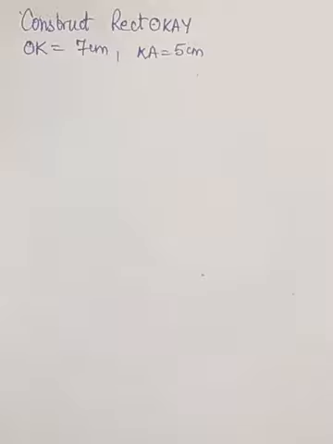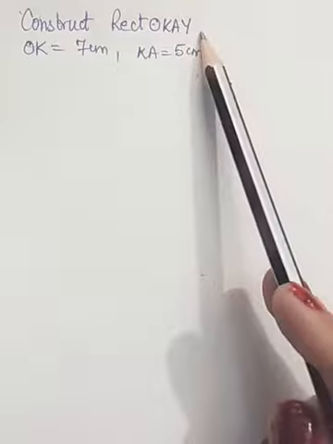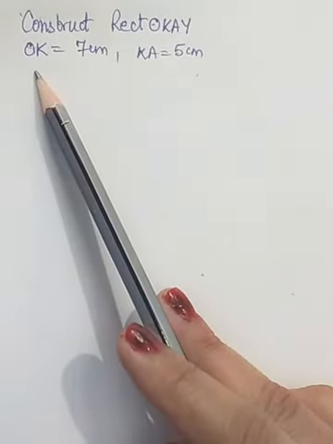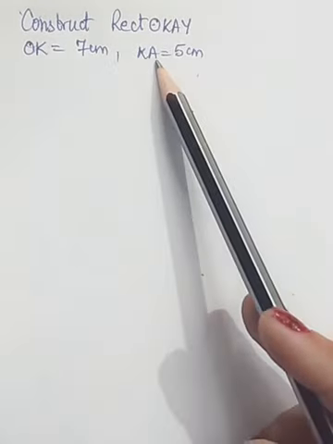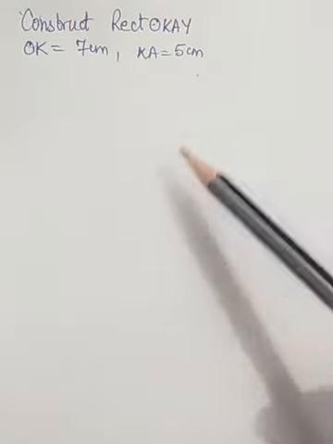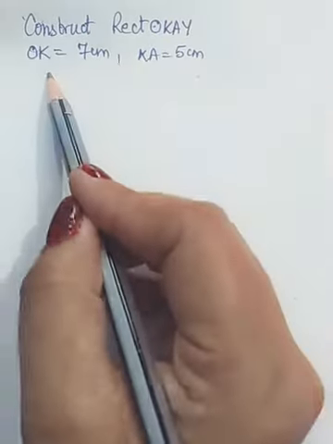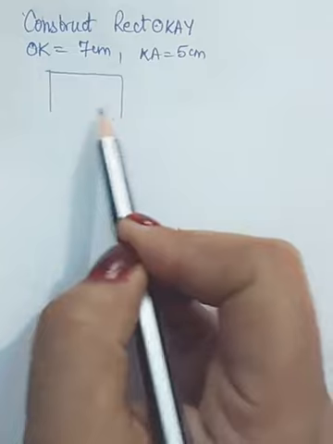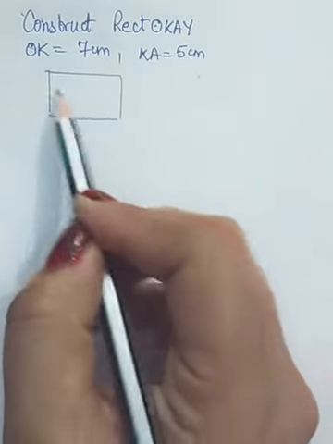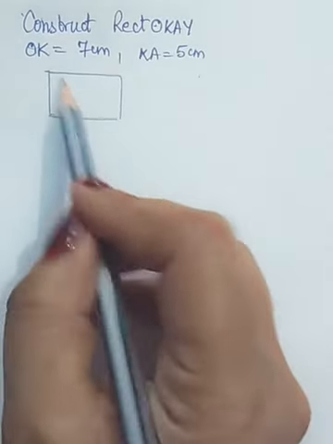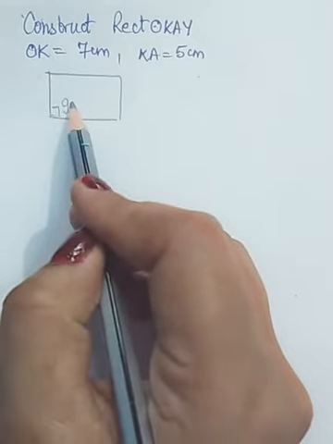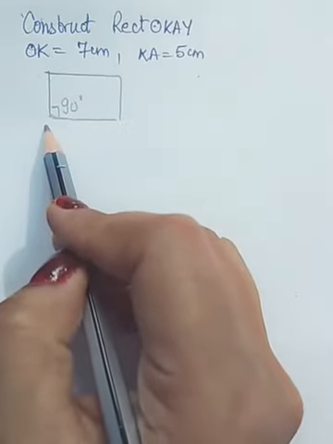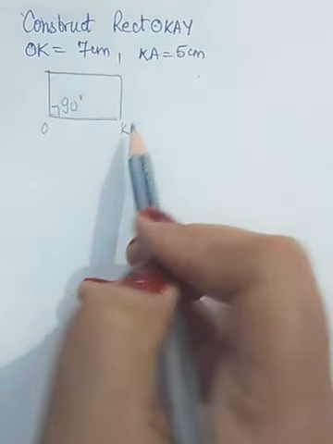Let us discuss the fourth part of this exercise 4.3. We have to construct a rectangle OKAY, which means OK is 7 centimeters and KA is 5 centimeters. Now we know that if I make a rough sketch of a rectangle, each side is perpendicular to each other, meaning the angles are 90 degrees.